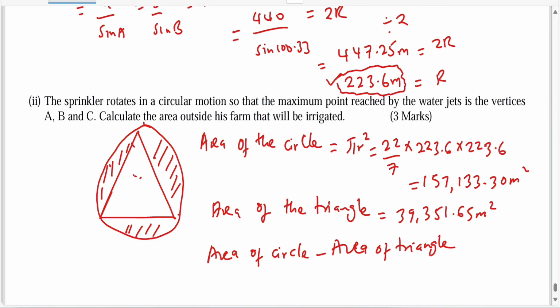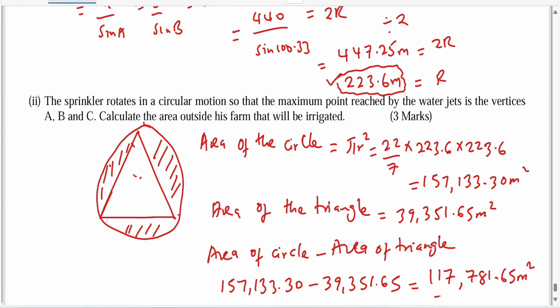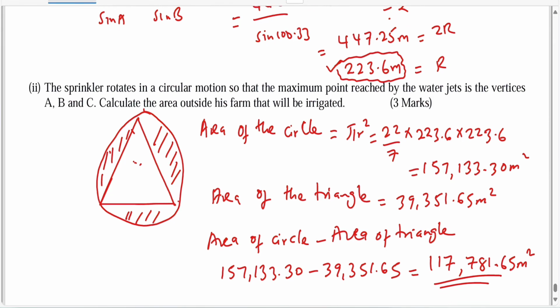Okay, so let's take area of the circle. It's 157,133.30 minus the triangle area ambao ni hii. So ukisubtract hizi mbili, angalia answer itatoka ngapi. So minus 39,351.65, which answer yako itakupa 117,781.65 square meters. Ima answer yako uache hii ama ubadilishe kwa hectares ukitaka.